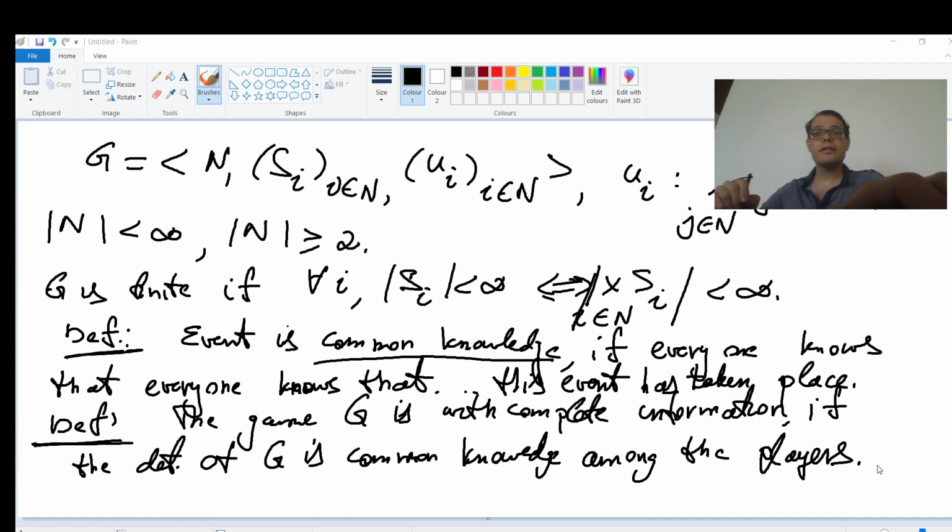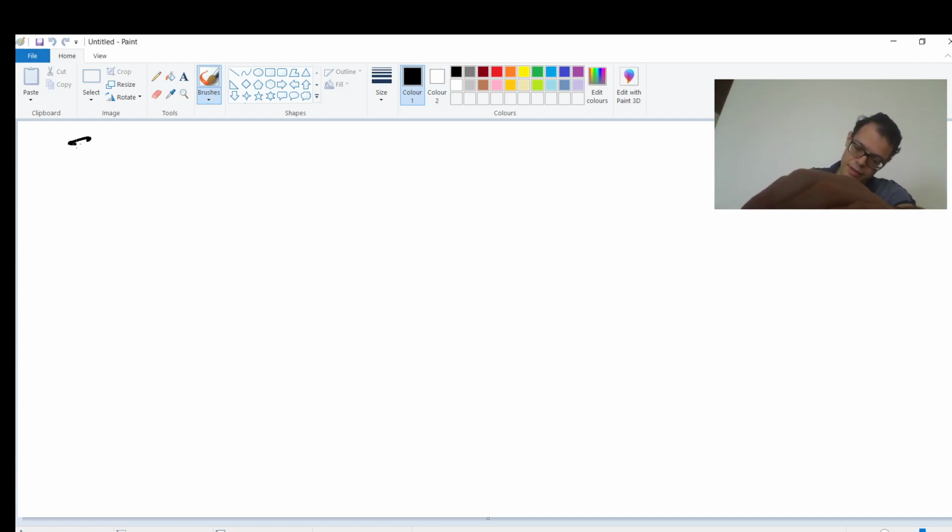And now I think that we should just give some examples. Okay, let us look at some classical examples. Of course, we are going to see them further. The first example is Prisoner's Dilemma.